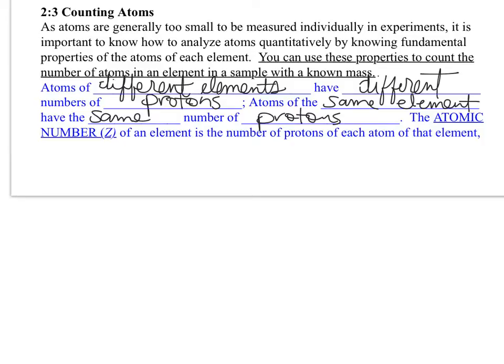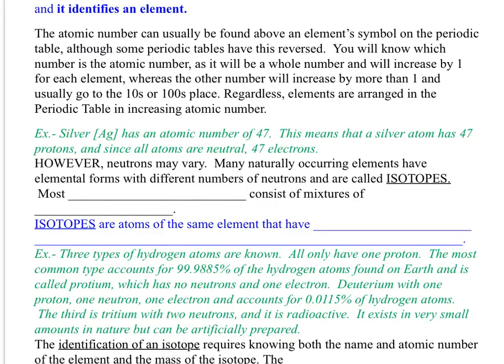So the atomic number, which can be symbolized with a capital italicized Z, of an element, is the number of protons of each atom of that element. And it identifies an element. The atomic number, again, that's a capital italicized Z, can usually be found above an element symbol on the periodic table, although some periodic tables have this reversed.